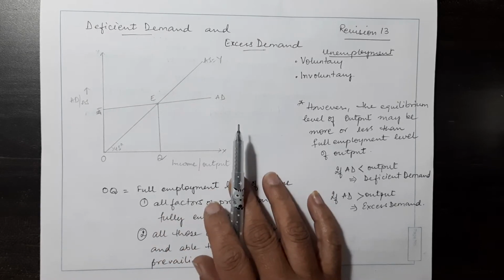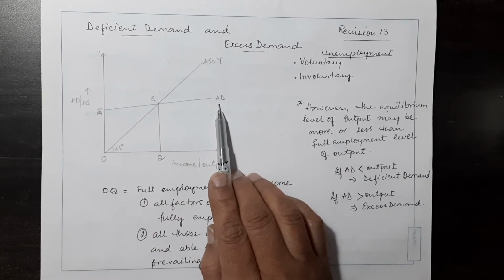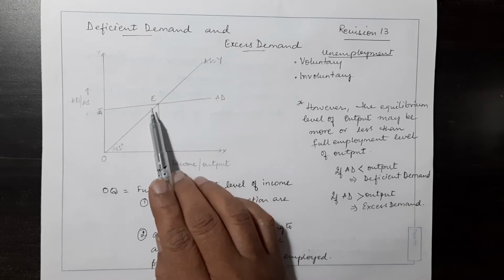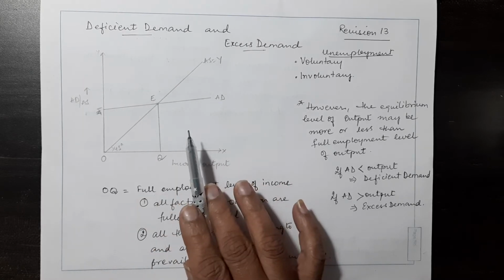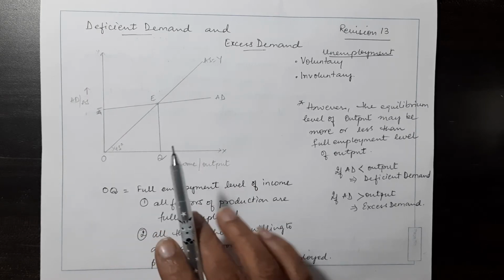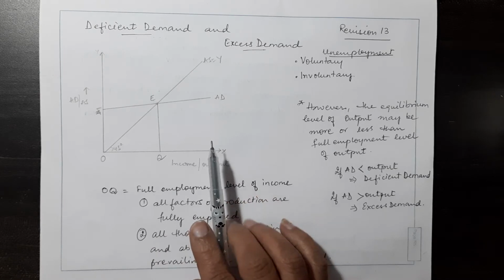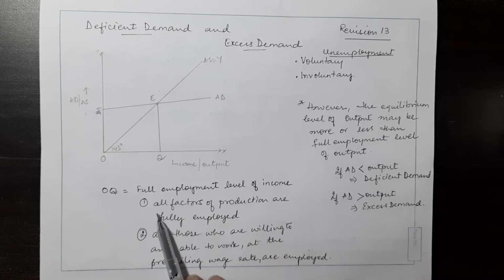Now, in any economy that is working at equilibrium, we know that AS will be equal to AD, and that we find at this point E. At this point E, we find that the economy is working at full employment level, which is shown by OQ. This OQ is the full employment level of income. All right. So, what does this full employment level of income mean? It means that all factors of production are fully employed and all those who are willing to and able to work at the prevailing wage rate are employed.